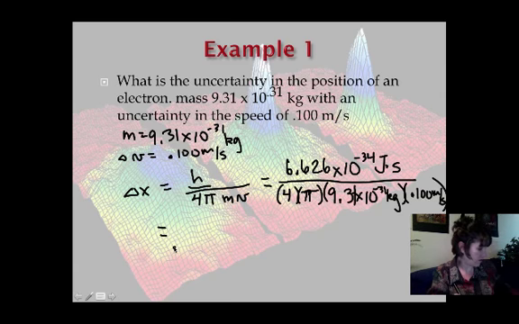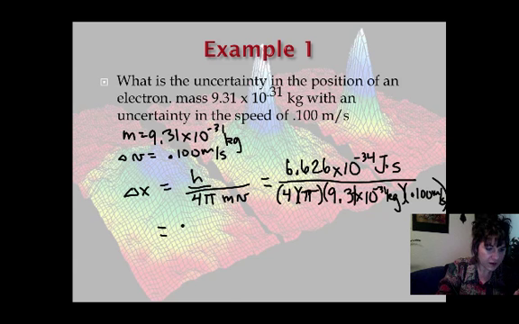So what would that uncertainty be? Let me get my calculator out and you get your calculator out. It's not moving very fast, is it? So 6.626 raised to the negative 34 power divided by the product of all this mass. So our uncertainty in the position is 5.66 times 10 to the minus 4 meters.